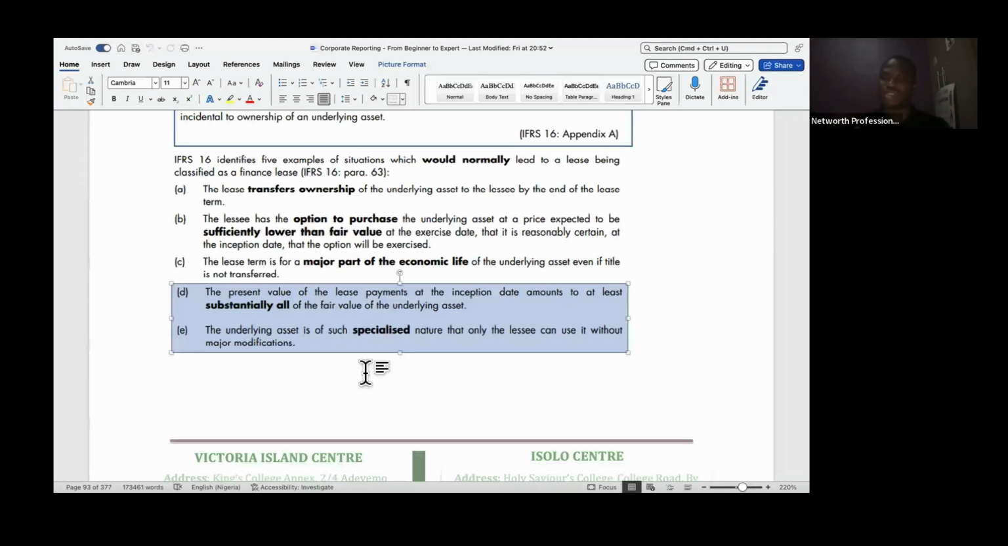It could be that the asset is purposely built for the lessee. And the guy gave it to him, saying okay, be paying small, small. Just like the example we did on multiple components, where a manufacturer constructed a machine for that car guy that wants car seats like that. So the asset is of specialized nature. I mean, just any of them, not all five, any of them shows that it is a finance lease. But for exams, you need to know the five.